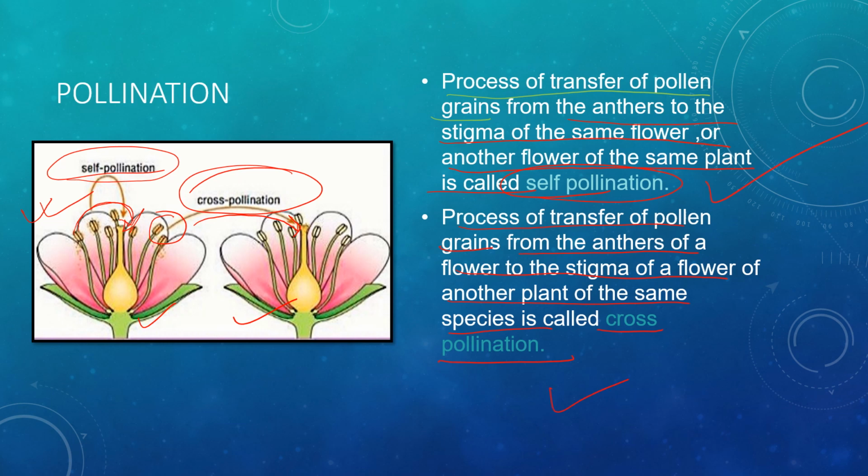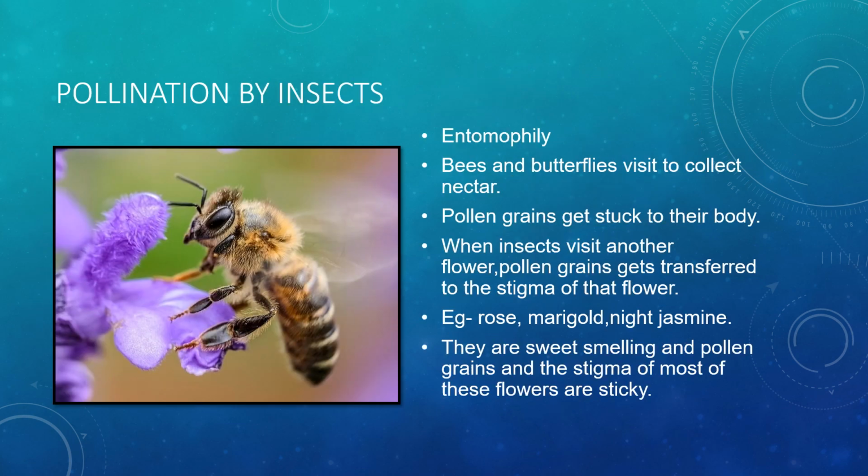Now we will move to the agents of pollination. The first important one is pollination by insects, which is called entomophily. So what is happening here? The insects are acting as agents which carry the pollen grains from one plant to another. Generally bees and butterflies visit to collect the nectar, and in this process the pollen grains get stuck to their body. Pollen grains are sticky in nature. Now when these insects visit another flower, the pollen grains which were stuck to their body while sucking the nectar are transferred to the stigma of that flower.